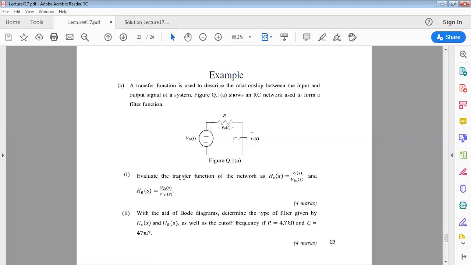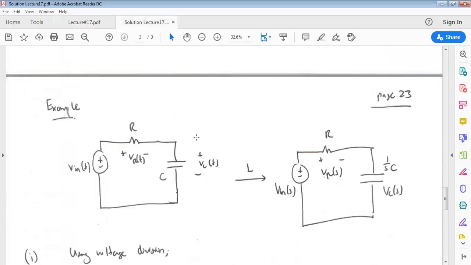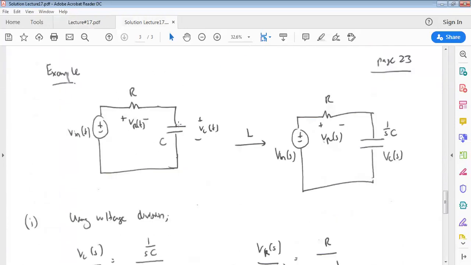So, all right, let's have a look at a solution for these examples. So we have these circuits just now. We have the VC(s), and the VR(s). So what you have to do is transform this circuit into the S domain.